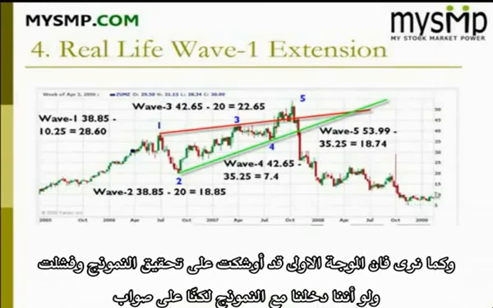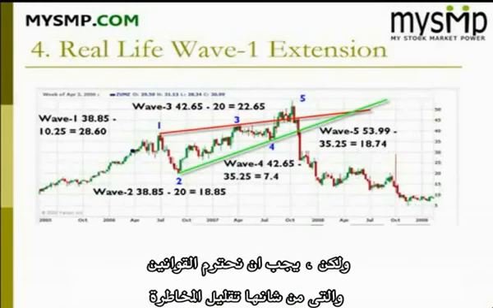Now that's a breakdown, and one can argue that that was a wave 1 extension that completed the pattern and failed. And you know what? You're probably right. But we have to honor the rules.